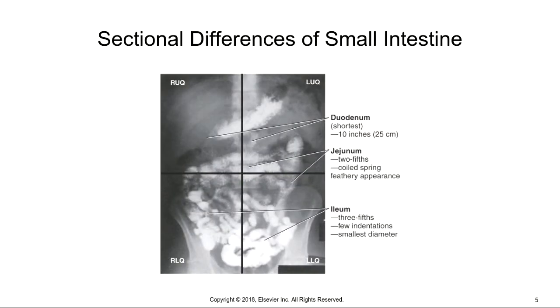Some of the sectional differences of the small intestine: we've said before that the duodenum is the shortest segment. It's only about 10 inches or 25 centimeters in length. Then you have the jejunum, which makes up 2/5 of the small intestine, and that has a feathery appearance or a pillow stuffing appearance, because of the little villi inside there. And then the 3/5 of the rest of the small intestine is the ileum, spelled I-L-E-U-M. That is actually the smallest in diameter of the three sections of the small intestine. And that picture is on page 489.